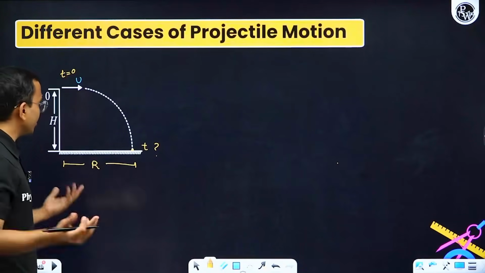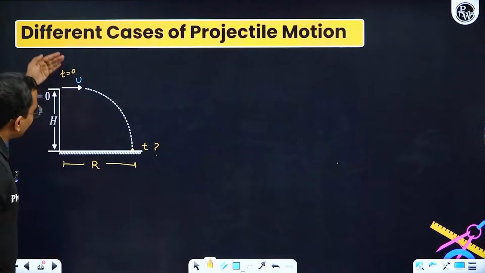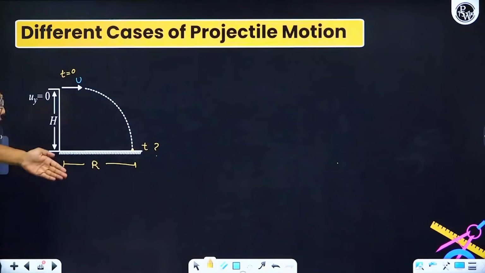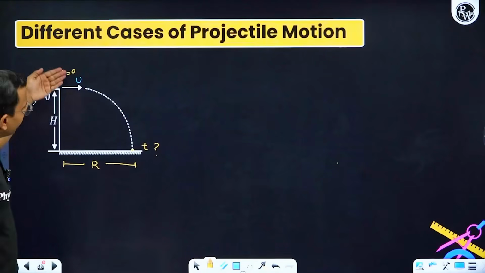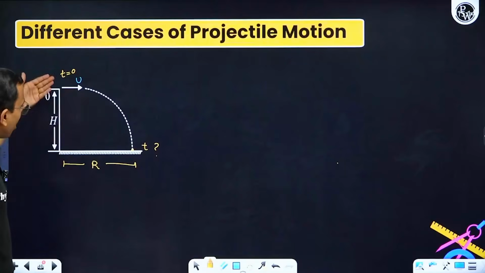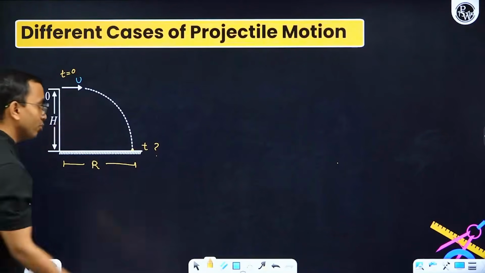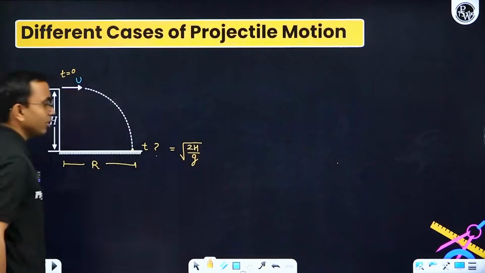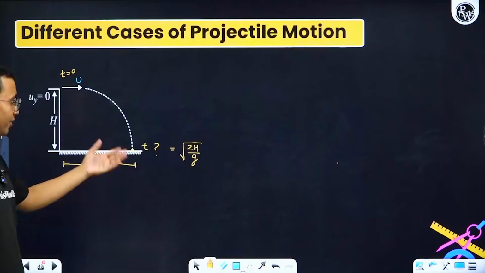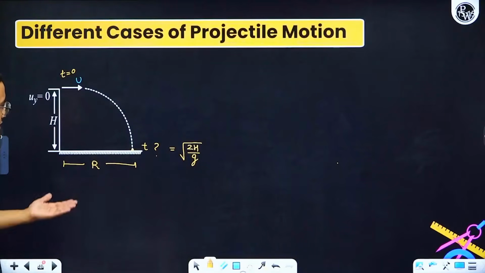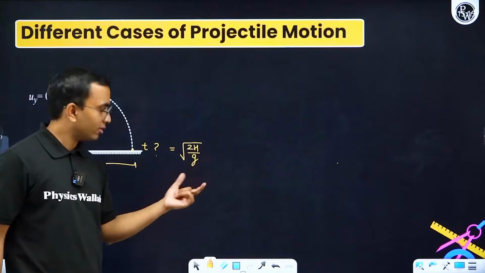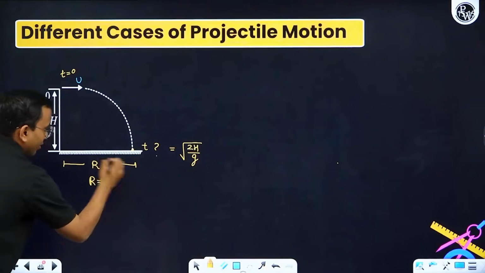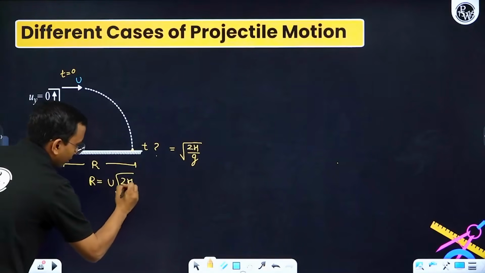Okay, and a few other things it may ask. So see the motion separately along x-axis and y-axis. Along y-axis, is there any initial velocity? No. What is the acceleration? g in the downward direction. How much distance does it have to fall? h. How much time will it take? Root 2h by g. Now what is range? Range is how much distance it covered in that duration. Duration I know, root 2h by g. So R will be my velocity u into root of 2h by g.